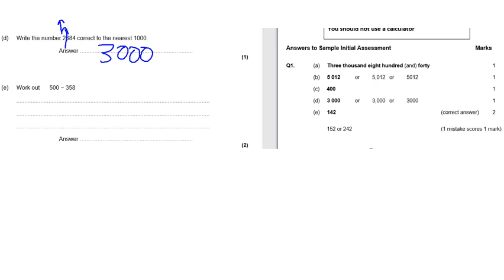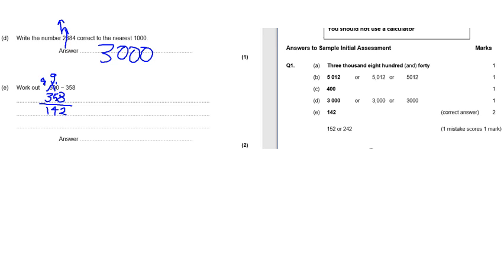Okay, next one, work out 500 minus 358. So I will put the 358 below. And do you take away some that way? So we're going to borrow. 5, make that into a 10, change it to a 9, make that into a 10. We've got a 10, take away 8 is 2, 9, take away 5 is 4, 4, take away 3 is 1. So there's the answer, 142.